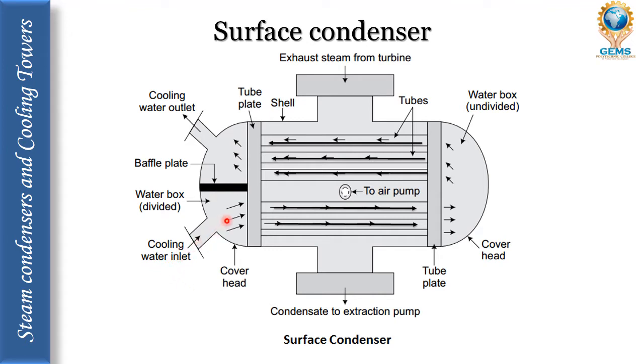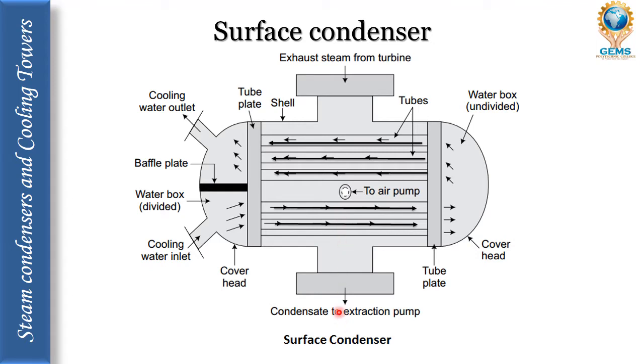This is the cooling water inlet, which goes into the tubes, and this is the water box, which is undivided. From here the water flows and enters the tubes, and this is the cooling water outlet. The hot steam enters here and does not mix with the water in the tubes. The steam flows surrounding the tubes, so that the cooling water absorbs the heat from the steam, and while absorbing the heat the steam gets condensed and the condensate comes down.